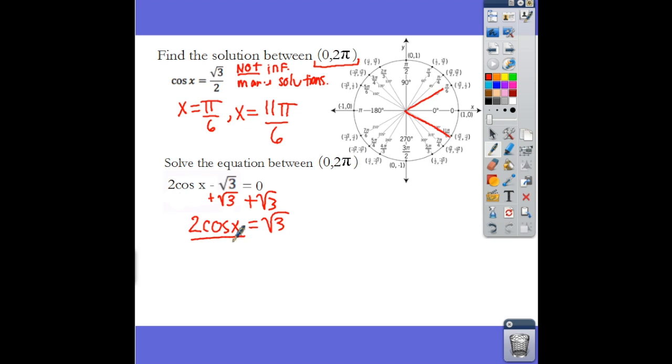Since you're still trying to get cosine of x by itself, you'll divide both sides by 2, and then you have cosine of x equals the square root of 3 over 2. As you can see from our previous example, it's still between 0 and 2 pi, so our solutions are pi over 6 and 11 pi over 6.